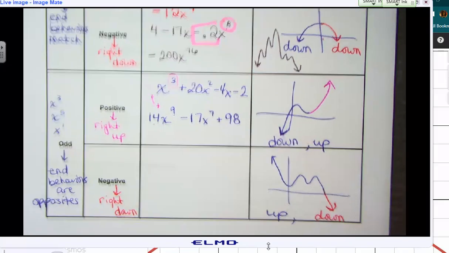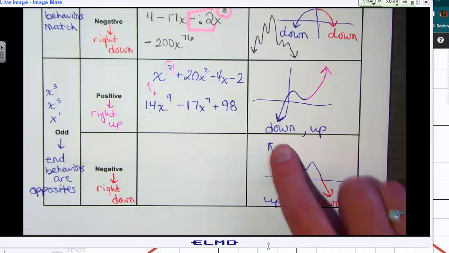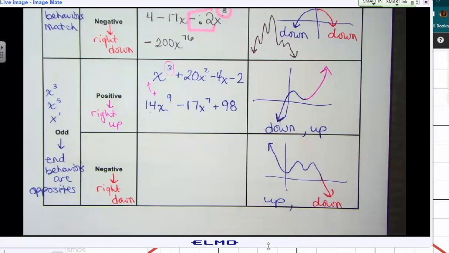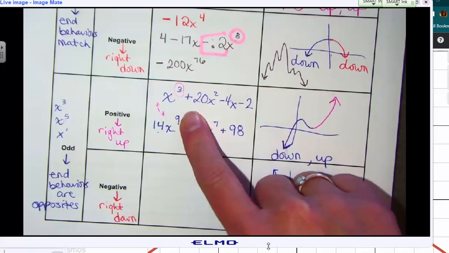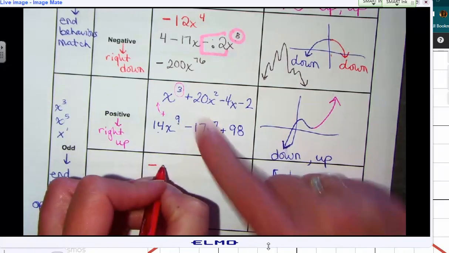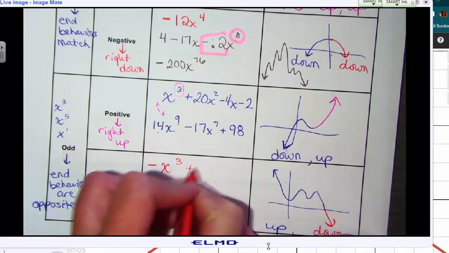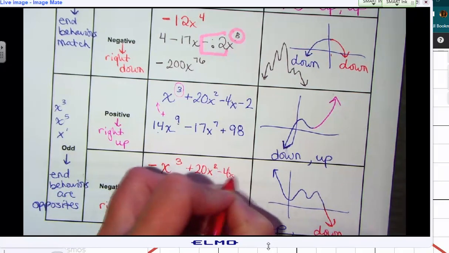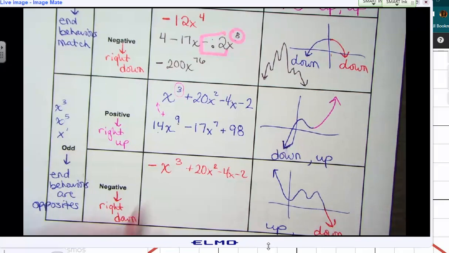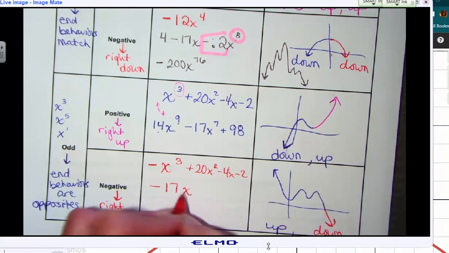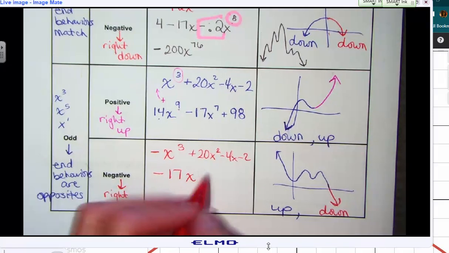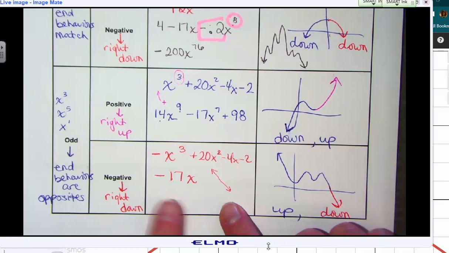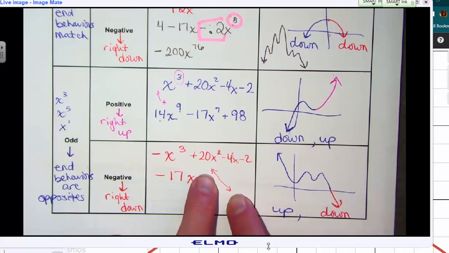Okay, so when we talk about describing end behavior, you have to have a left and a right side because we want to know what's happening on both. So again, this could be any of these equations just with a negative in front. Maybe it's a negative x to the 3rd plus 20x squared minus 4x minus 2. Maybe it's just a negative 17x because that's to the 1st power. That's an odd number. And you may know that that's a straight line with a slope going downward. This also has up on the left, down on the right, end behavior.